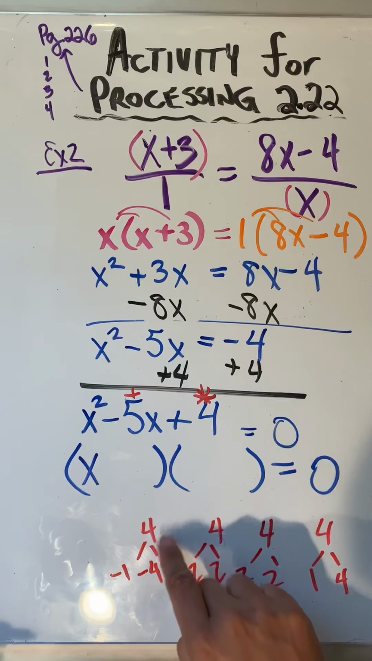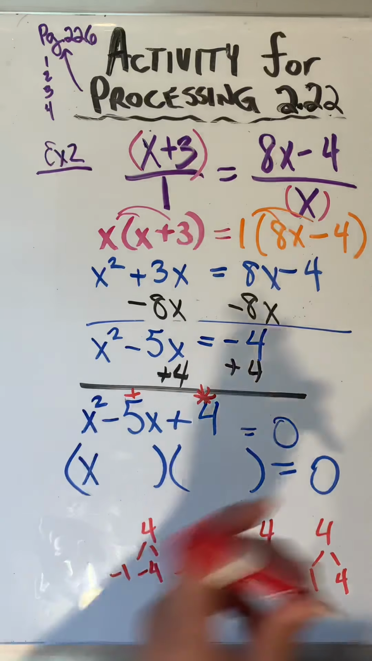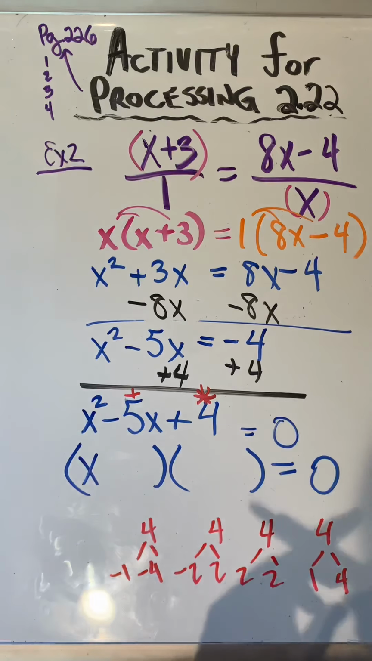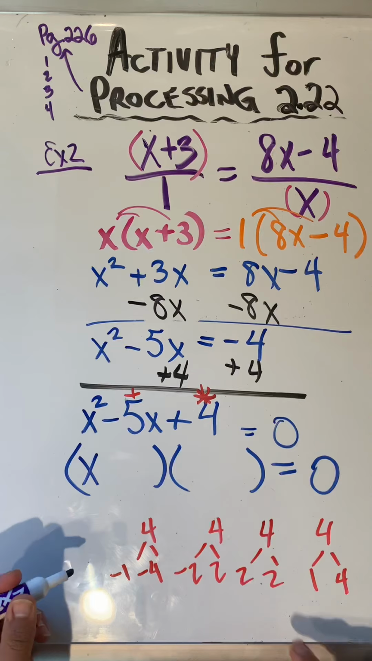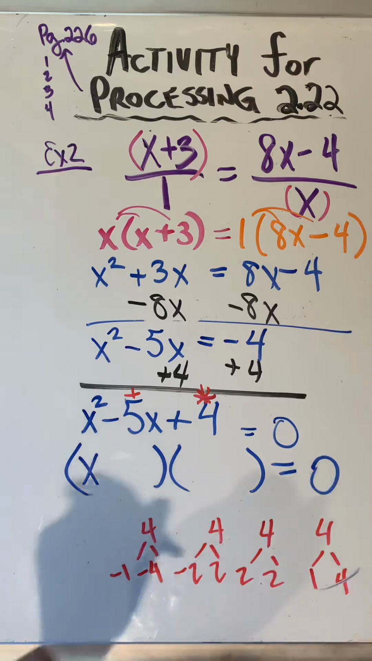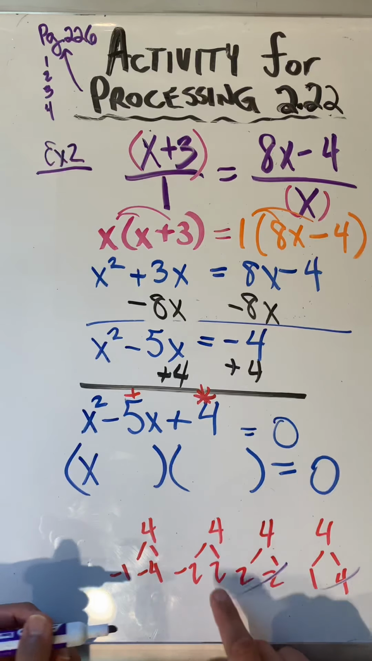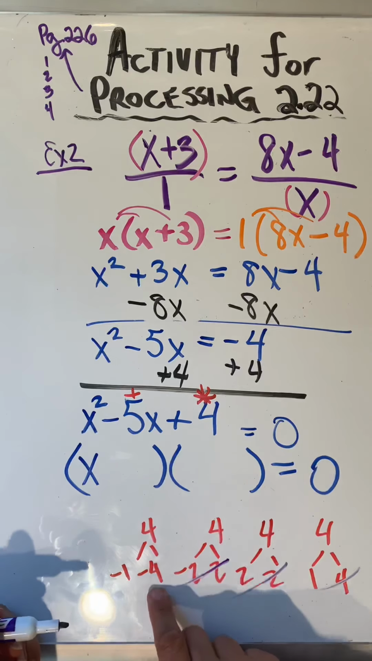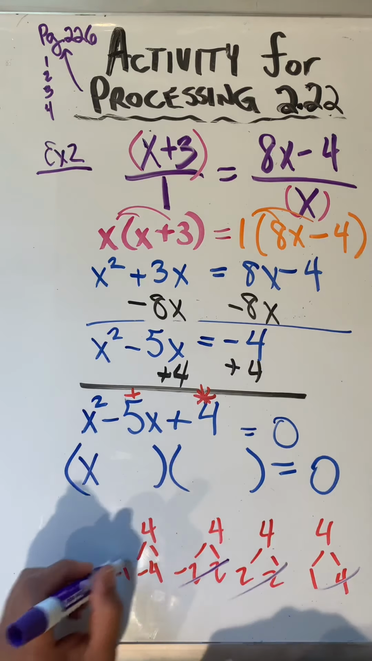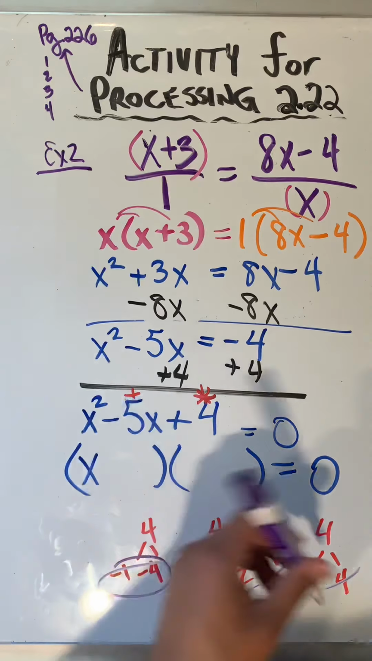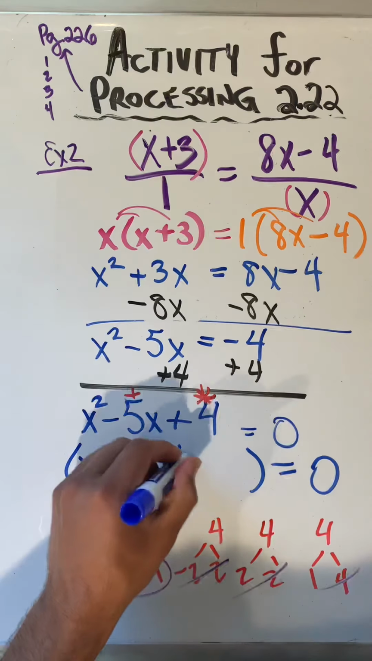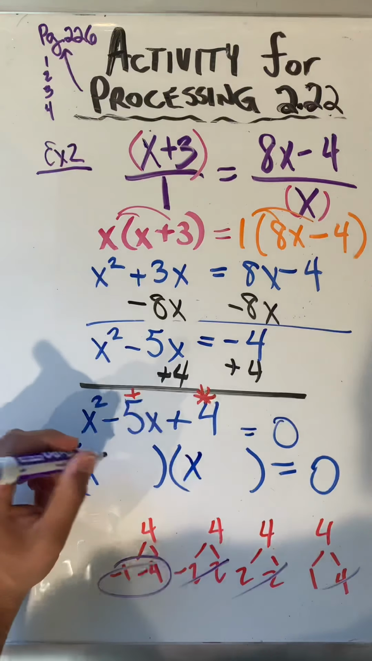-1 times -4 gives me +4. Cool. I think I caught myself there. Okay. So 1 plus 4 is 5. No, I want -5. 2 plus 2 is 4. -2 plus 2 is 0. -1 plus -4, that should work, is -5. We are in business. There we are.